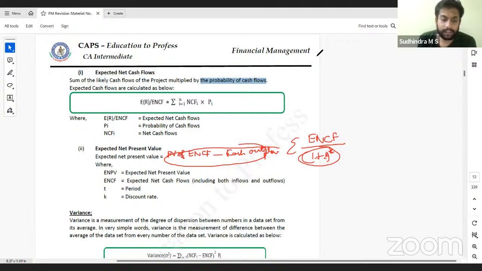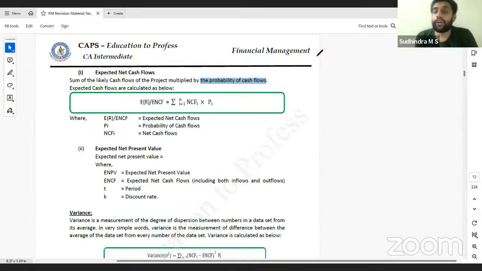Everyone, are we getting this? Yes, sir. So whenever they're asking us expected NPV, first we have to calculate expected net cash flow. They would have given us likely cash flows and probability. Likely cash flow into probability, sum total will give us expected net cash flow. Calculate present value of that. Then they would have given us cash outflow, reduce it, you get expected NPV. That is the first one, probability. This is what will be asked in probability.